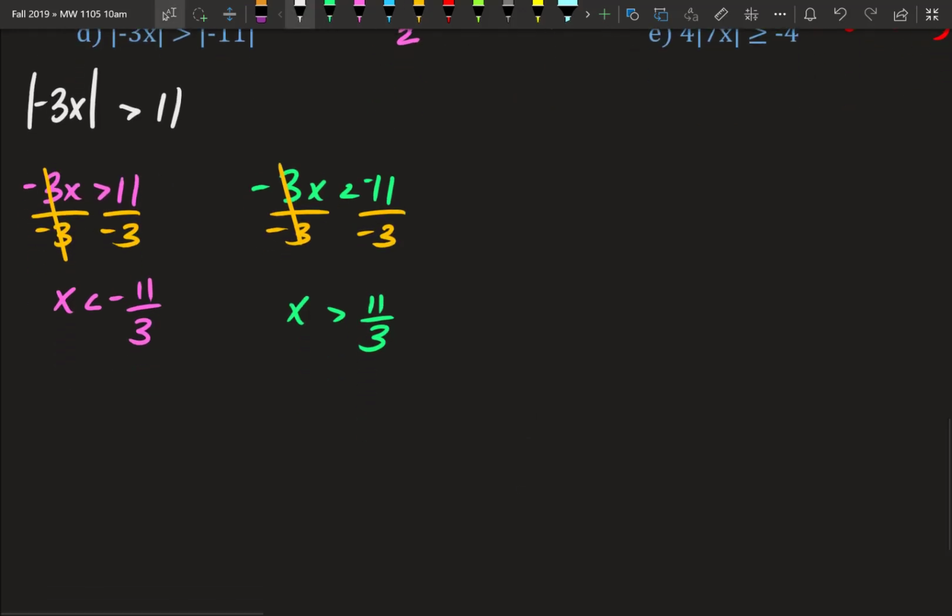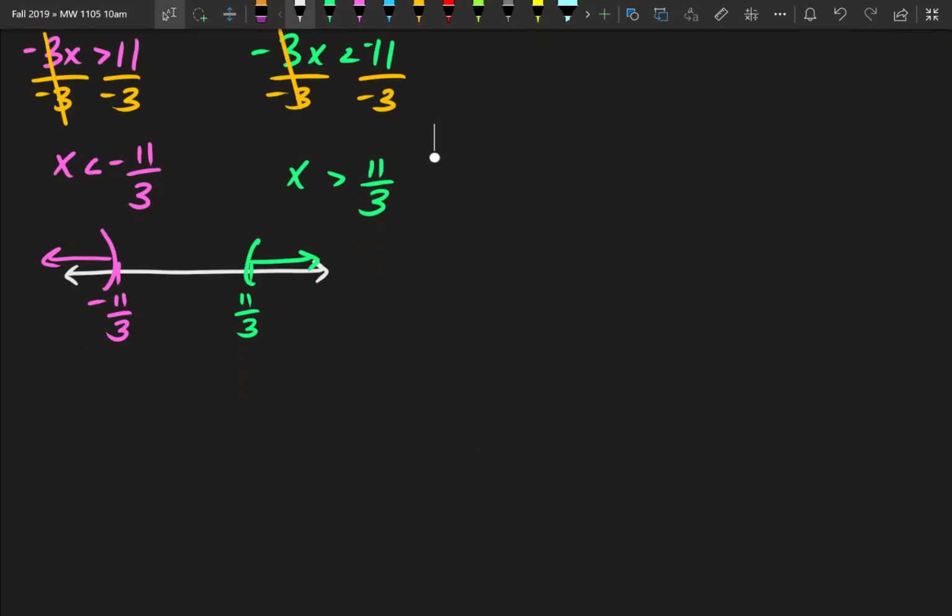So if we graph this, our pink one is pointing to the left. Our green one, which is the bigger number, is pointing to the right. So they're going apart. So it's always going to be negative infinity, number, union, number, infinity.